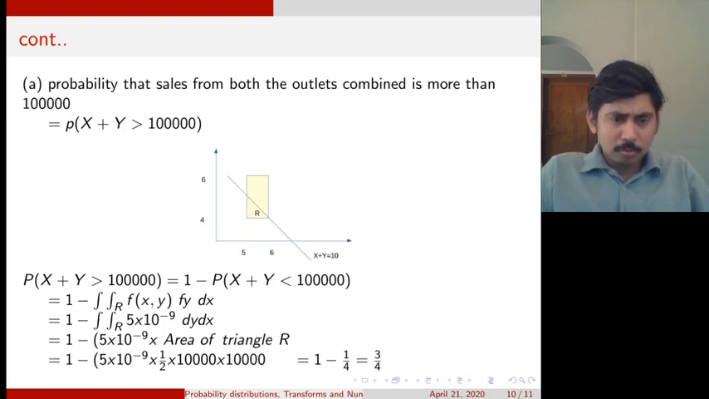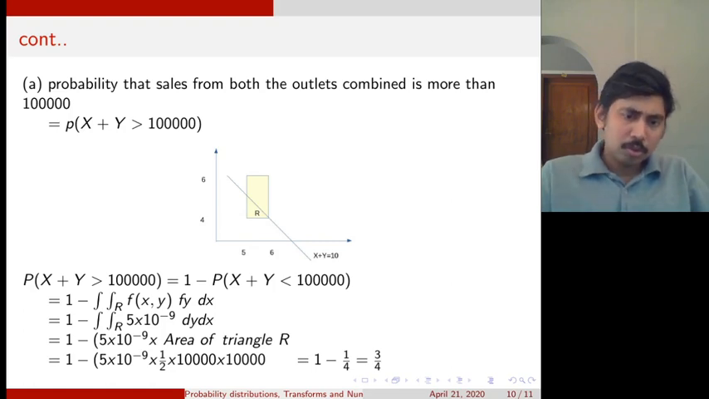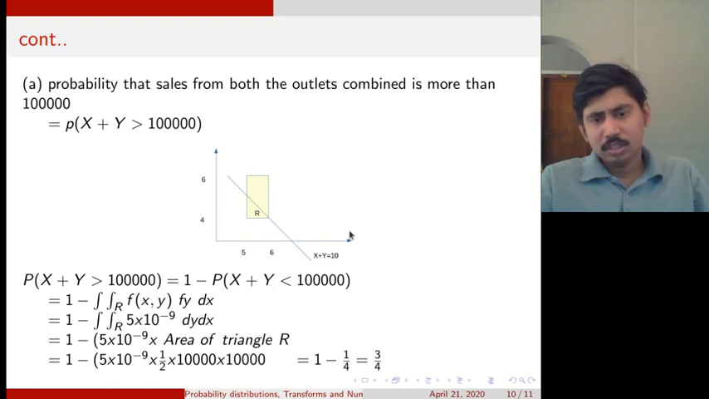That is equal to 5 by 20, that is equal to 1 by 4. That is equal to 1 minus 1 by 4, that is 3 by 4. So the probability is 3 by 4.